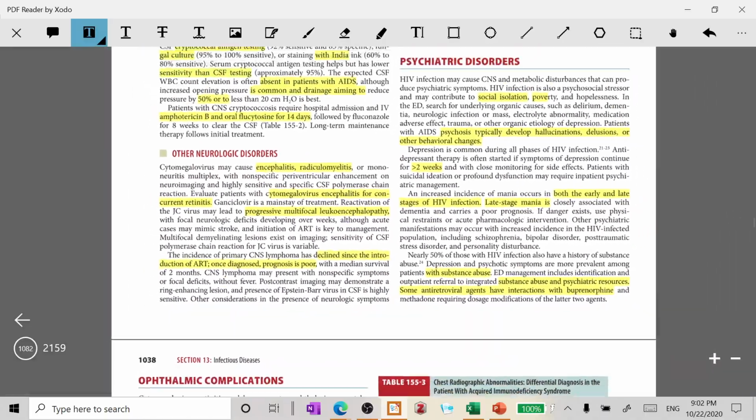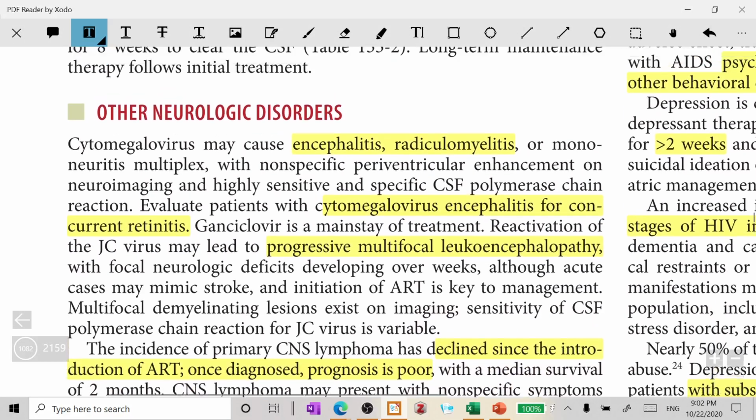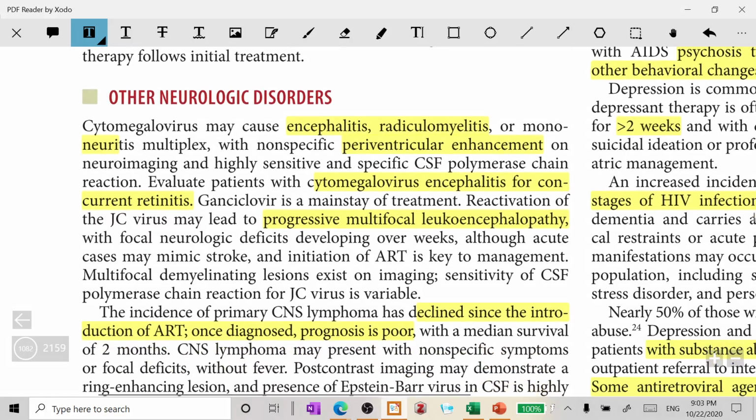Then come the other miscellaneous neurological disorders. Cytomegalovirus may cause encephalitis in the brain, radiculomyelitis in the spine, or mononeuritis multiplex in the peripheral nervous system. Non-specific periventricular enhancement may be seen in CMV infection, and CSF PCR, which is highly sensitive and specific, may be seen. So this patient should be evaluated for encephalitis, and concurrent retinitis should be looked for. For this, ganciclovir treats the cytomegalovirus.